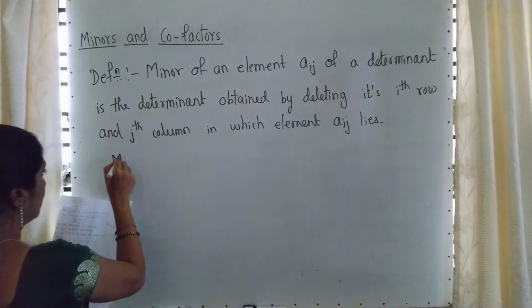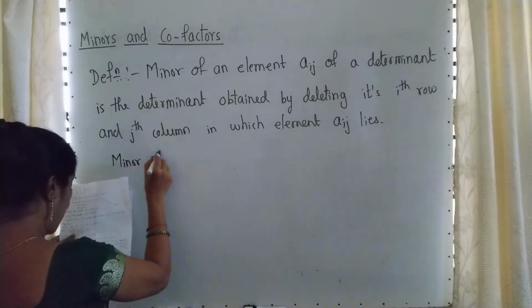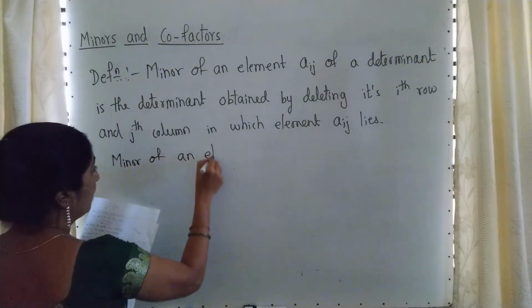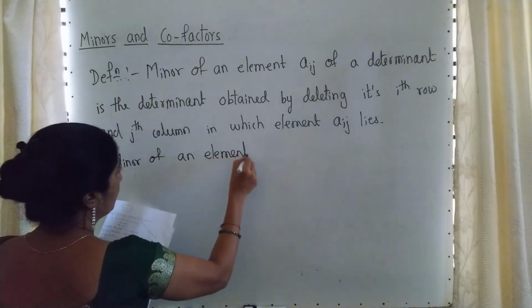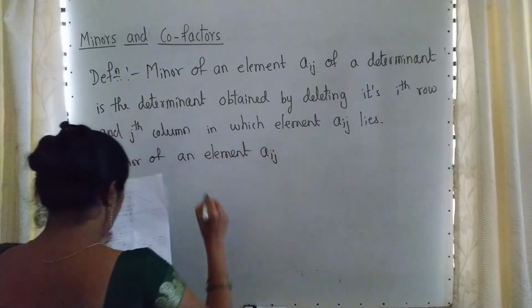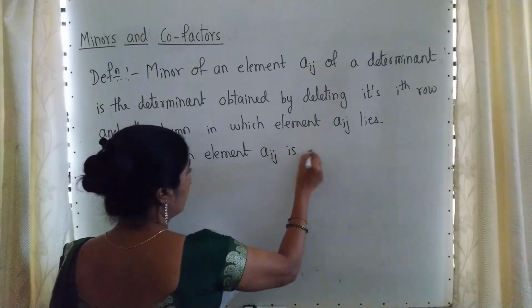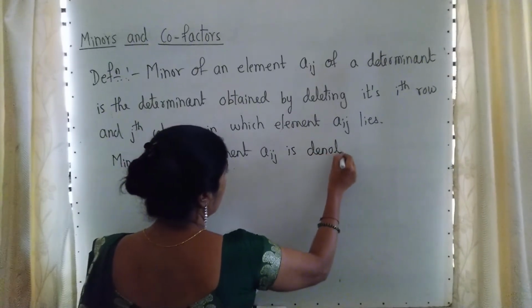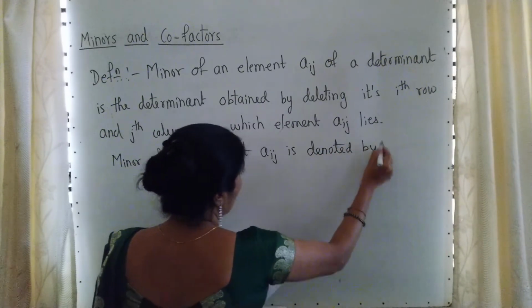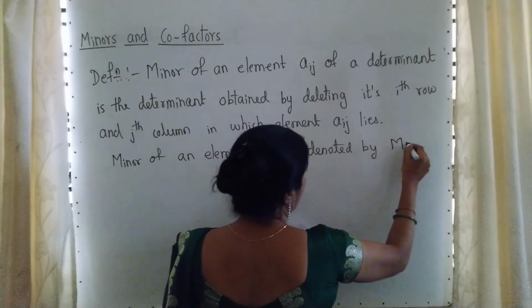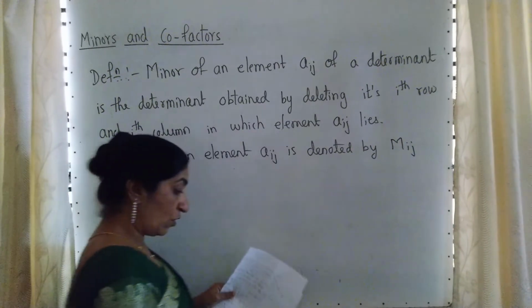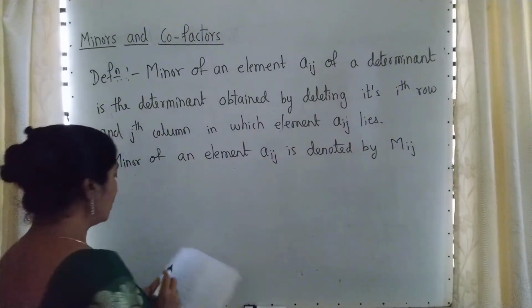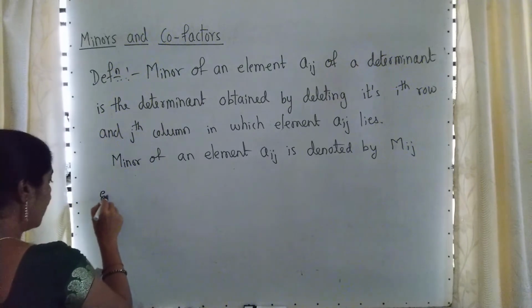Next, the minor of an element Aij is denoted by Mij. See, I already explained this concept also. Now moving to the example.